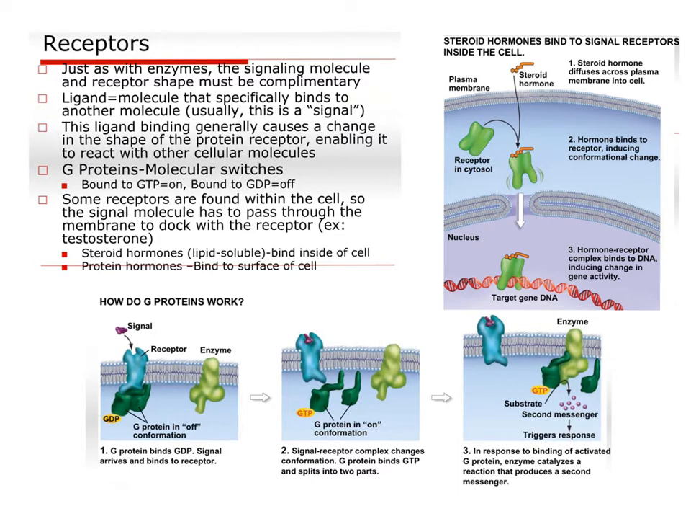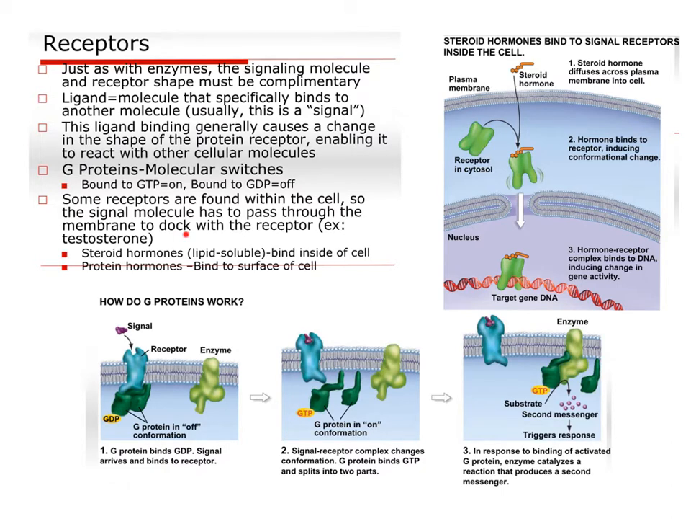Okay, so that's a more complicated example. It doesn't always work that way, but if you understand that, it's really easy to understand how a ligand binding to a regular receptor could cause a conformational change like you saw in the previous picture that we looked at.